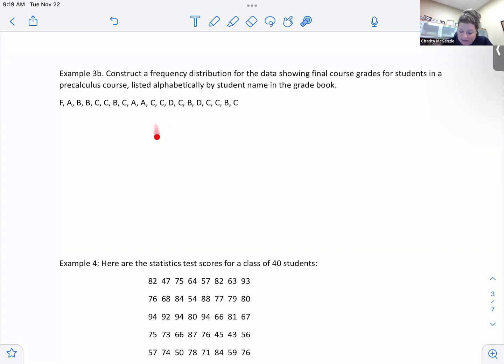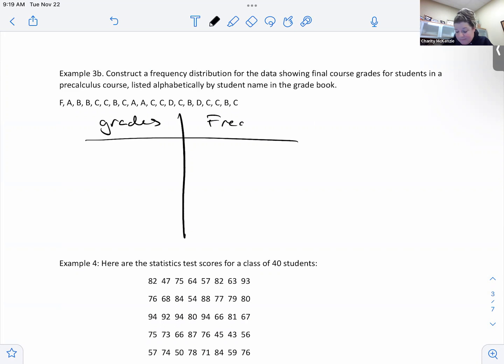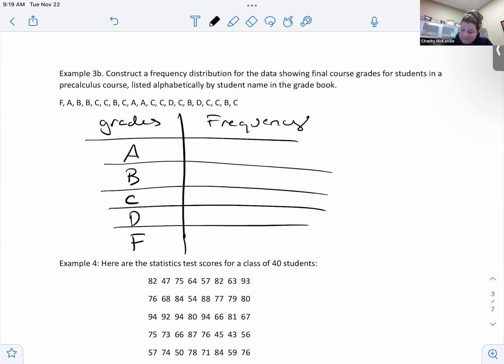So really, we're still going to do our 2 lines, right? And we have our grades and we have our frequency. And we could do a tally section if we want. We have A, B, C, D, F. So really, this is the same, just with words. So we could do a little tally section just because that's easy. So we're going to go F, A, B, B, C, C, B, C, A, C, C, D, C.